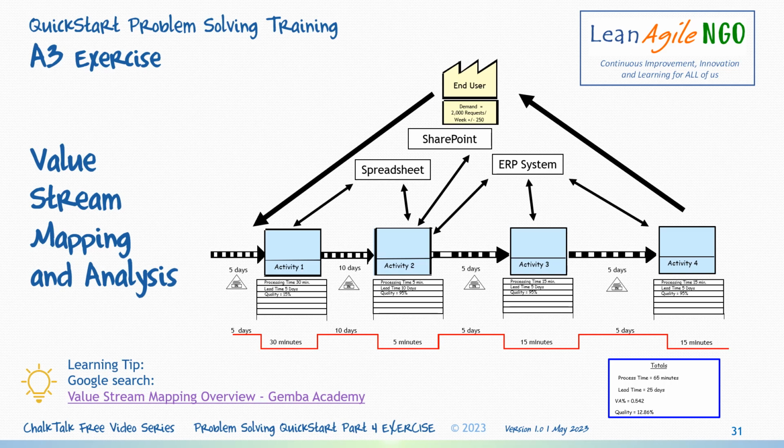Process time, how long it takes to do each task, lead time, the elapsed time before moving to the next step, and quality, the percentage of failures where the task needs to be redone. There are more potential data points that you can capture, but these three, process time, lead time, and quality, are often enough to understand how the process flows, where it doesn't, why, and the impact.